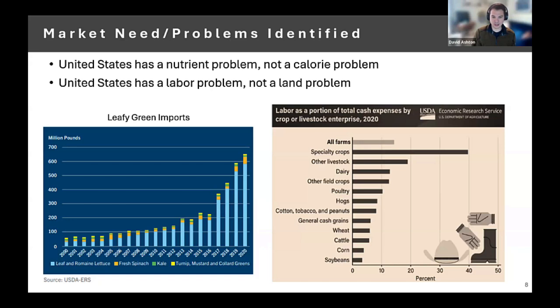So you see here below, we're importing more leafy greens and herbs than ever from Mexico. And we believe that's being driven mostly by the cost of labor. So you can see for specialty crops, labor accounts for 40% of all farm costs, with livestock being the next. So there are significant costs in labor for specialty crops like berries, fruits, vegetables, and nursery crops.